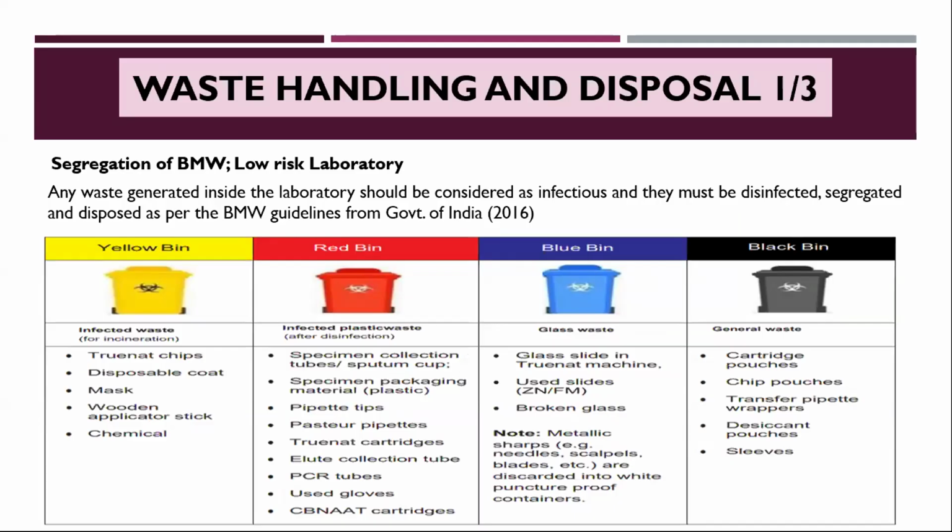What we need to discard in the yellow bin is the TrueNAT chips, the coats, and masks. The plastic material has to be discarded in the red bin, that is pipette tips, pipettes, TrueNAT cartridges, and PCR tubes. The glass slides and metallic sharps need to go in the blue bin, and general waste goes in the black.